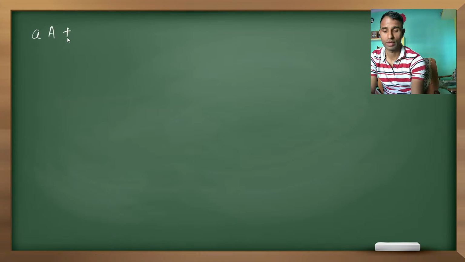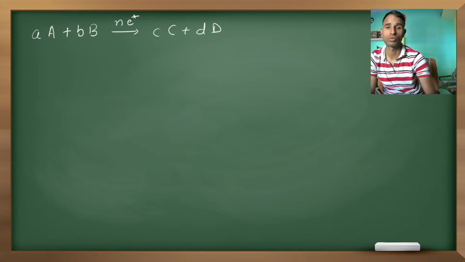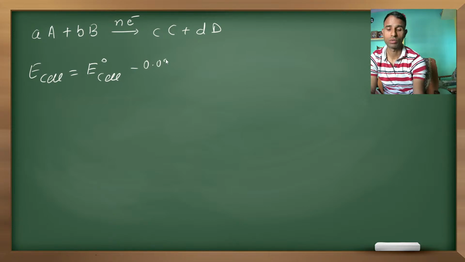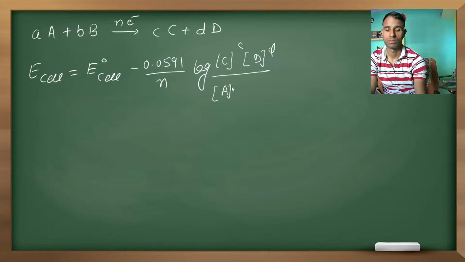A moles of A when reacted with B moles of B give C moles of C and D moles of D, and if n electrons are involved, then E cell equals E naught cell minus 0.0591 over n log of product over reactant.